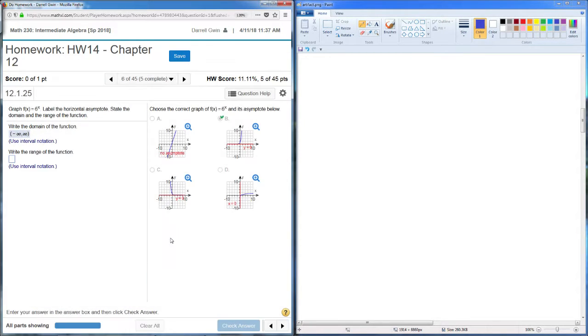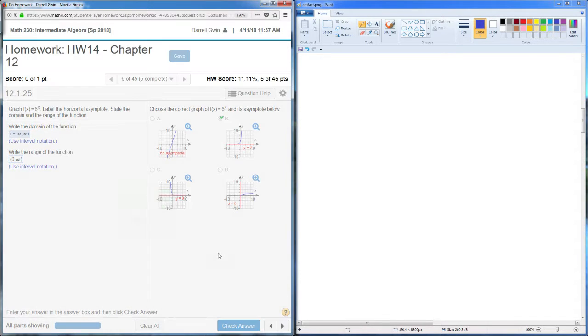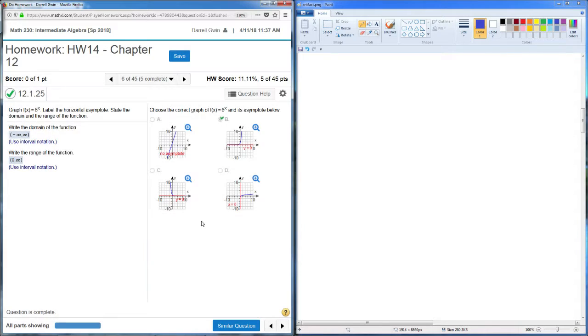The range is next. Now the range is special. Is it possible to have a y equals 0? Does it go down to 0? No, it does not, because the asymptote says it cannot touch 0. So we start with a parentheses at 0, which means it cannot be 0, but it goes as close to 0 as possible, and it goes up to positive infinity. So you have to click the infinity button, and there it is. Good job.